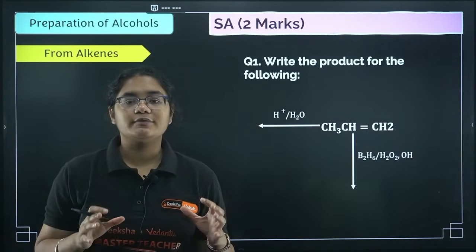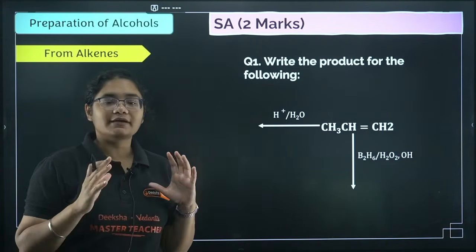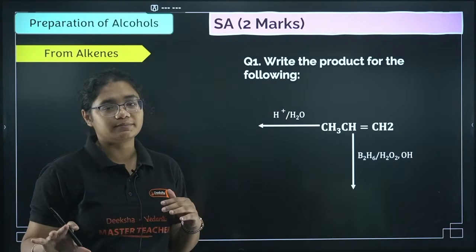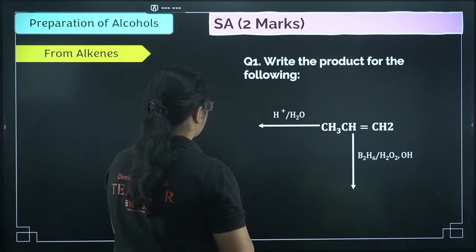Next we'll see the question. Now we'll go to the 2-marker question section. Okay, 2-marker questions are very important because they are easy, mostly very simple reaction-based or name reaction questions. Let us see the next question here.